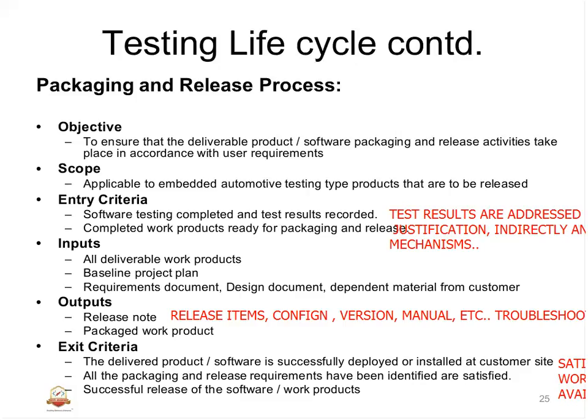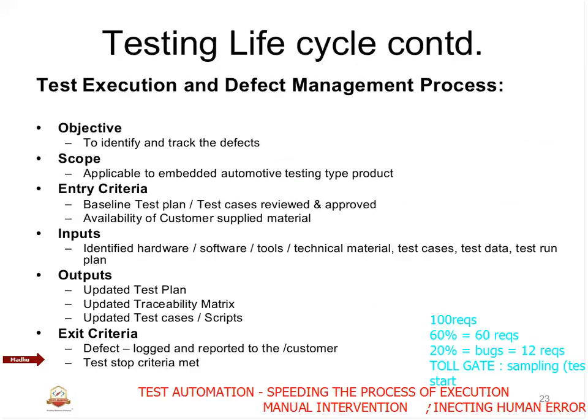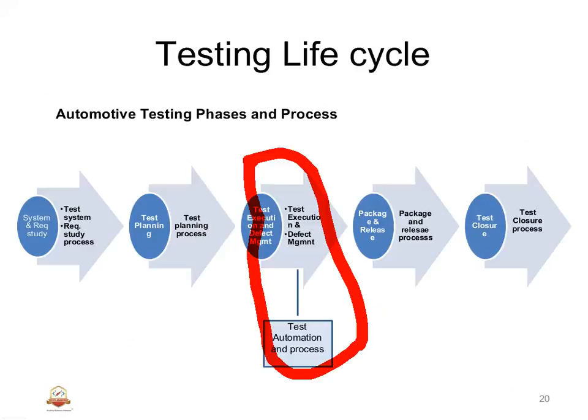process. So that is about the fourth process. Literally it is the fifth process because we have covered the test automation process also. So we are done with the process of package and release. The next one is the last process in the testing life cycle. That is nothing but test closure.